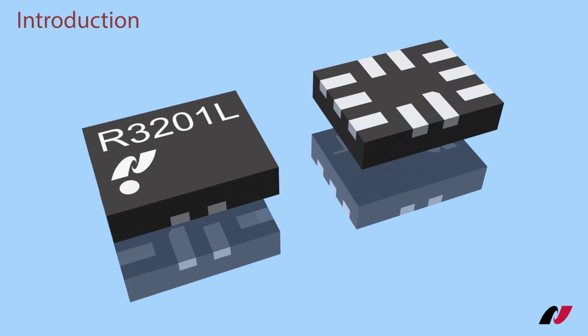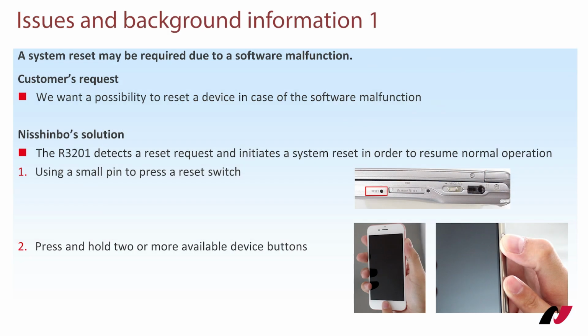We would like to explain why a reset timer is needed and what kind of issues are addressed. Due to the complex level of functions available on portable devices, there is a possibility that it may lock up due to a software malfunction. In such case, one has to initiate a reset cycle to return to normal operation. It can be done in several ways, like pressing a dedicated reset switch or by holding two available buttons for a certain time. The R3201 detects a reset request and provides a reset cycle to an application processor.